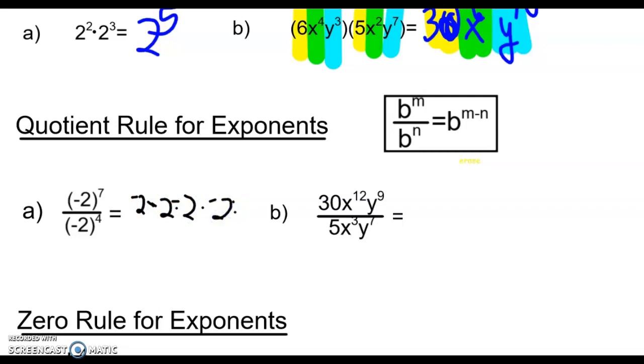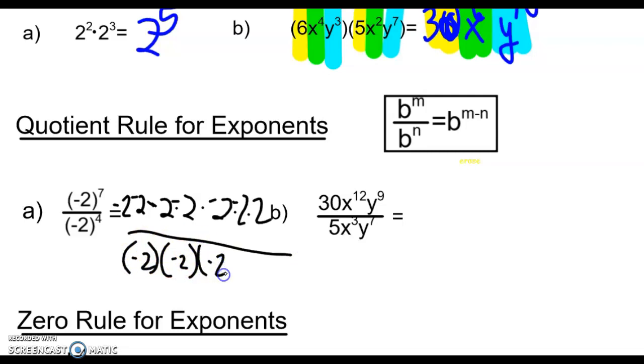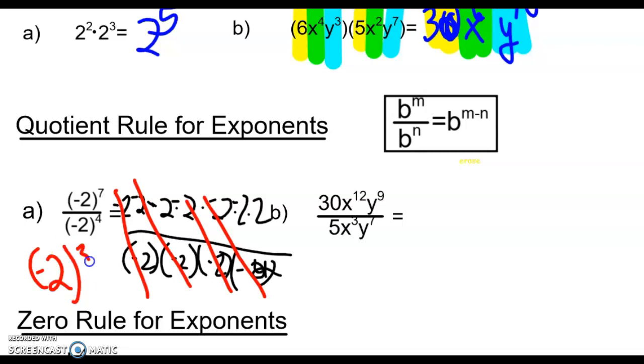1, 2, 3, 4. -2, -2. 1, 2, 3, 4, 5, 6. Let's put another one over here. Okay, so we got 7 of them divided by 4 of them. How come you put parentheses around those? Just because I thought of it. It doesn't really matter. I'm just trying to make a point. That's a 2. Do you see how you have 7 of them on top, 4 on the bottom? That means 1 cancels, 2 cancels, 3 cancels, 4 cancels. It doesn't matter which ones you cancel out. You end up with -2 to the 3rd power.